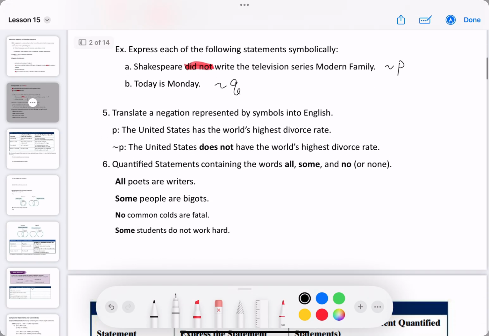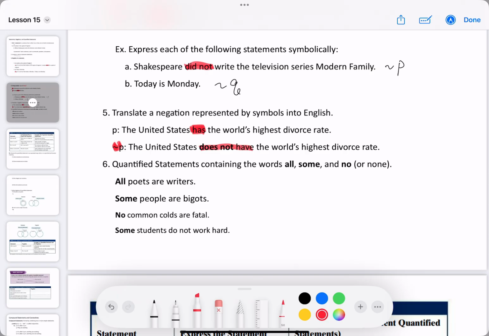Let's see the next example. Translate the negation represented by symbols into English. It's another example of negation. If I have statement P, the United States has the world's highest divorce rate, then not P means the United States does not have the world's highest divorce rate. We have the negation.